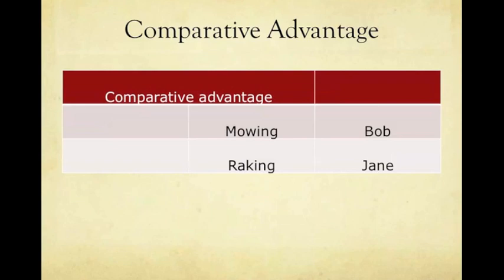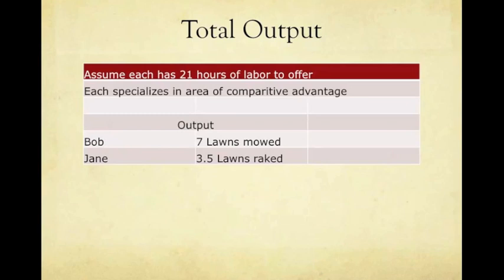So if each of these individuals specializes in this task and then trades off their extra, so Bob's going to mow a lot of lawns, Jane's going to rake a lot of lawns, and they don't need this, they trade them off, we're going to find they produce more.